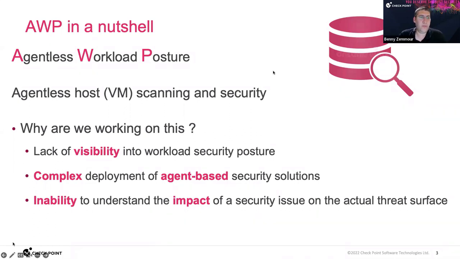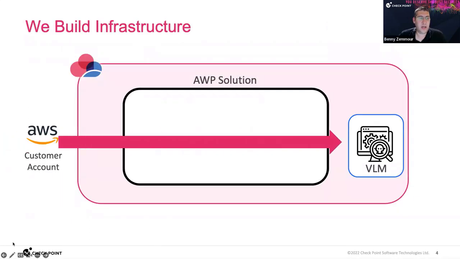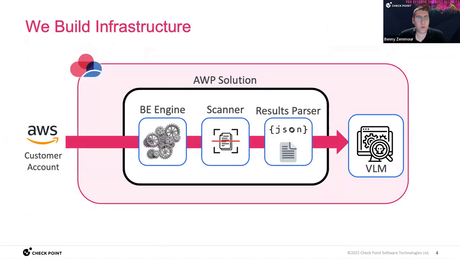What I want to show you today, just to understand what we are giving, is that in AWP we have an engine to scan all the VMs. The scanning is agentless, so we are not affecting the machine itself. We are using snapshots.